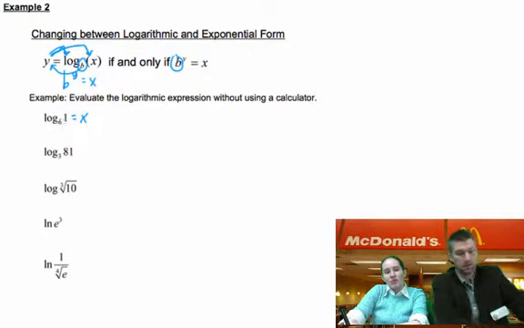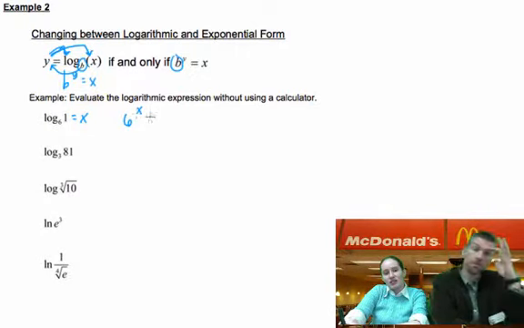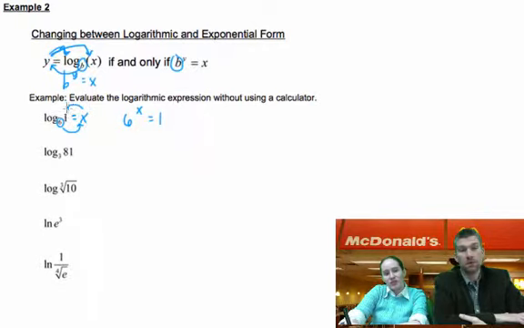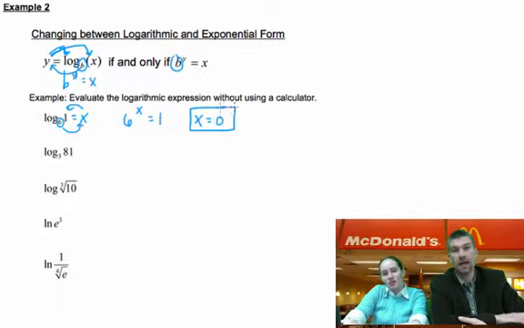Right. So we start with the base, which is 6. We go around and say it's 6 to the x equals 1. A little circular fashion here. Always start with the base. Okay, so 6 to what power equals 1? X would have to be 0 in that case. It would. Anything to the 0 power is 1. Yay! All right, so let's see what else they can throw at us.